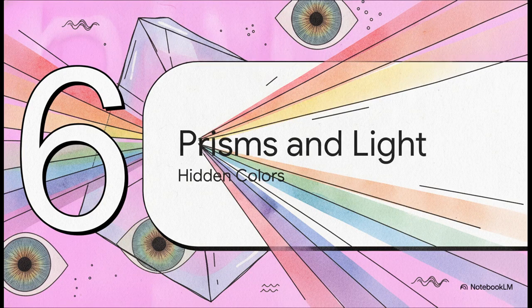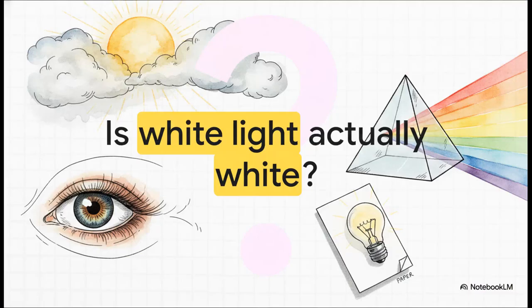Section 6. Prisms and light. The hidden colors of the world. Let's move on and see how all this builds into something quite magical. I want you to think about this for a second. Is white light actually white? I mean, when you look up at the sun, it might seem yellow, or if it's a foggy winter morning, the sky might look completely white.